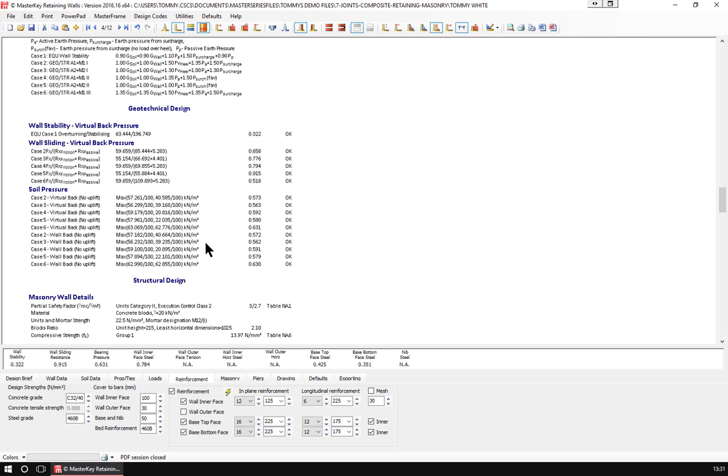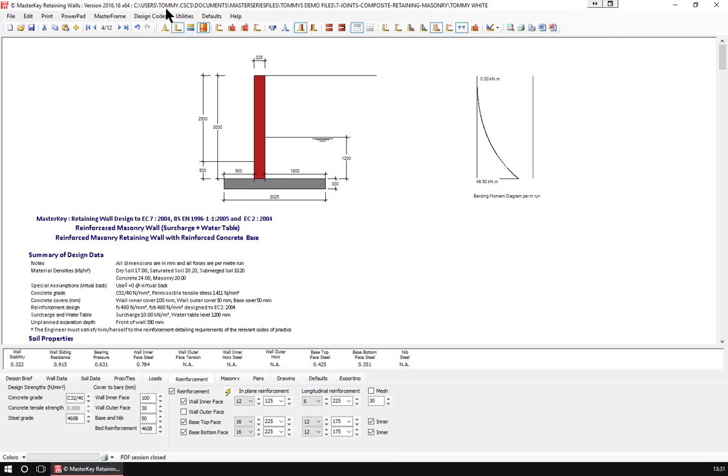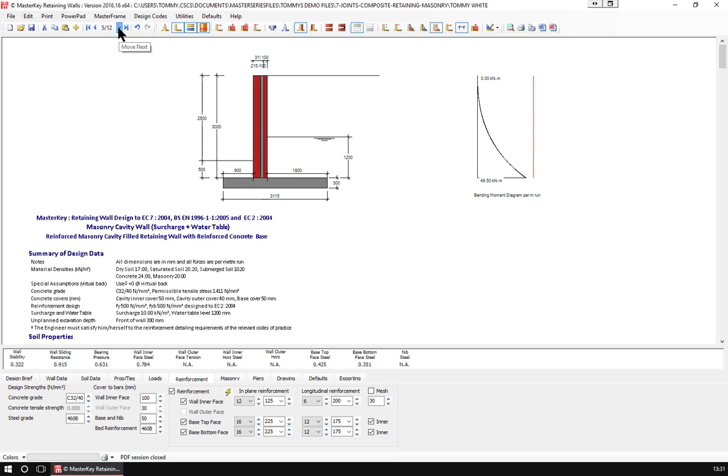So the last thing we need to look at before we look at output is highway loading.